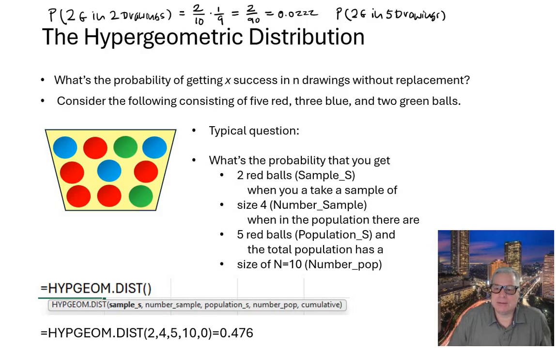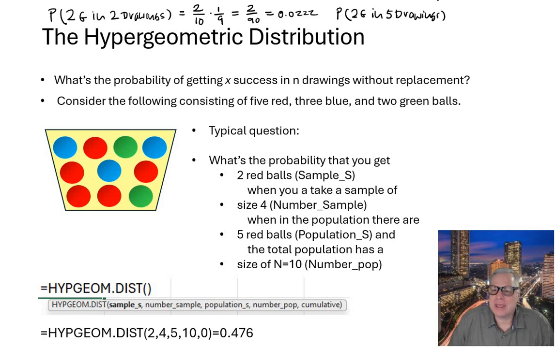Well, the 2 green balls can be grabbed in the first 2 drawings, but then that's fine. But it can also be that 3 times we get something else, not a green ball, and it's only the last 2. We probably could figure it out manually if we had plenty of time. But once it gets this complicated, we just have to use the formula that we have in Excel, which is HYPGEOM for the hypergeometric distribution.